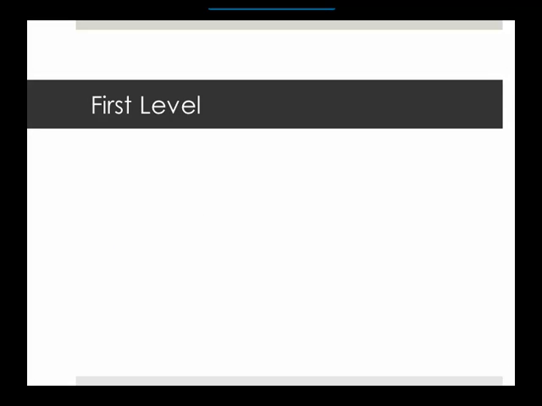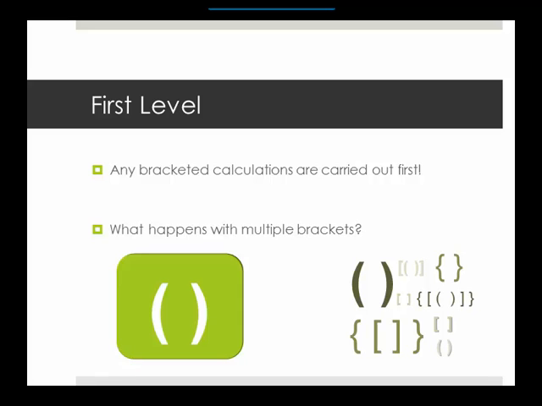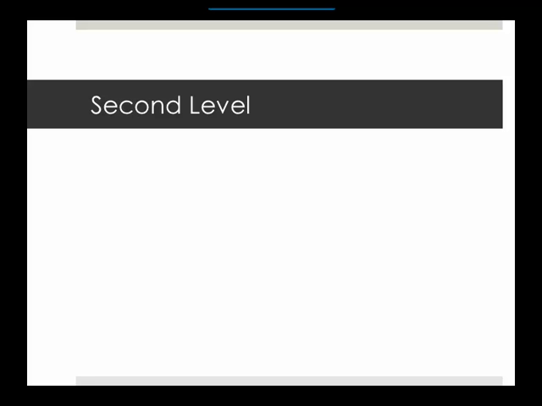The first level has only one rule, that of brackets. That means any bracketed calculations are carried out first. So what happens when you have multiple brackets? Start with the innermost to the outermost. Thus, each bracketed calculation should leave you with a single number, allowing that set of brackets to be removed.